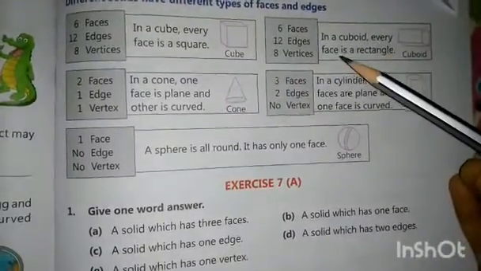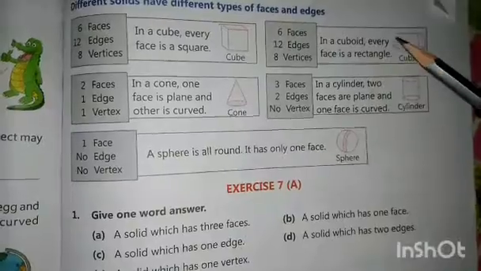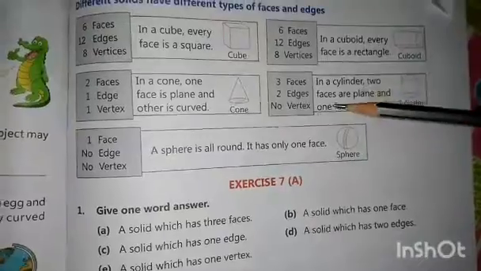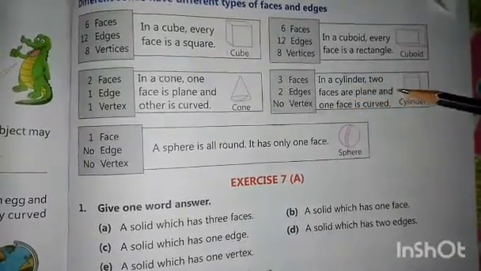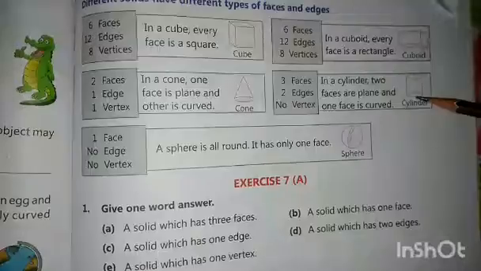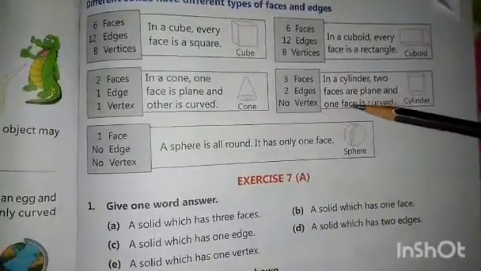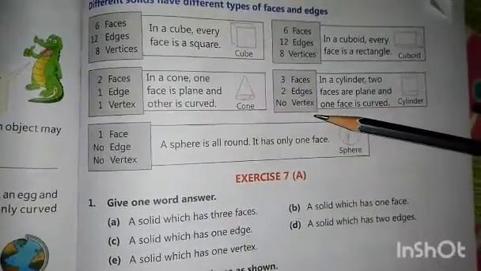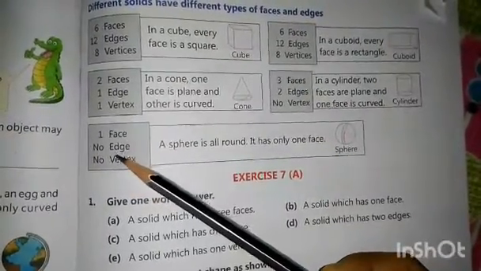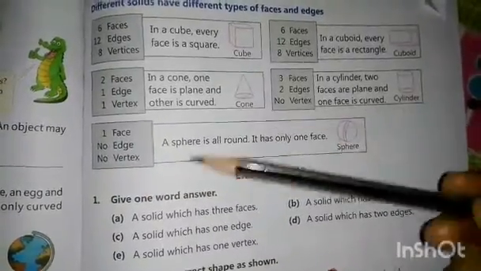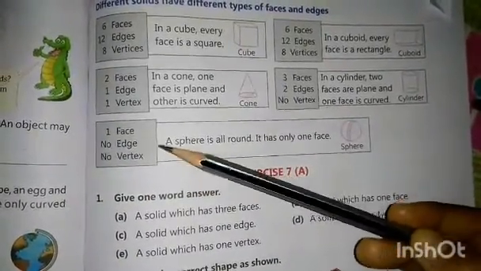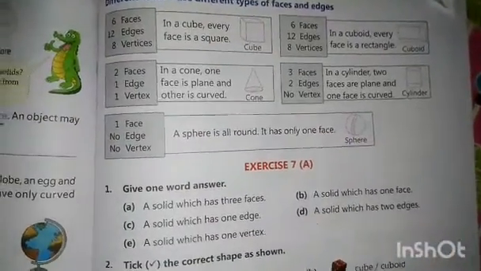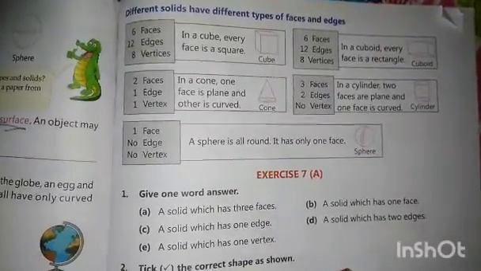In a cuboid, every face is a rectangle. It has 6 faces, 12 edges, 8 vertices. In a cylinder, 2 faces, upper and lower, are plain and 1 face is curved. It has 3 faces, 2 edges, no vertex. A sphere has 1 face, no edge, no vertex. A sphere is all round, it has only one face, like a ball. Now the exercise in the next class.